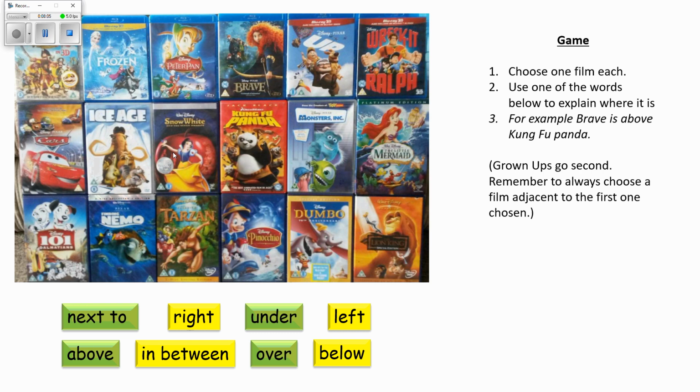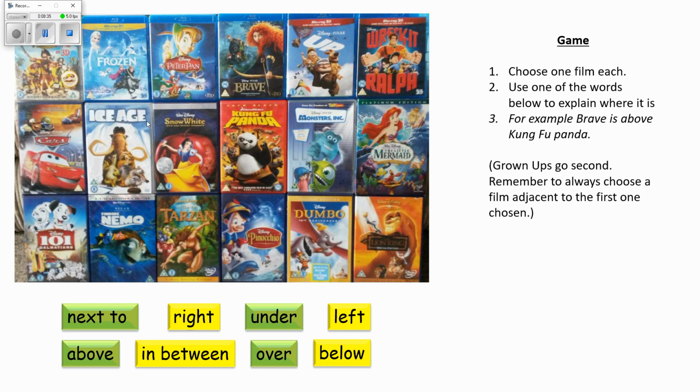So now it's over to you and your grown-up. The game you can play goes as follows. First, you need to choose a film each. Then you need to use one of the words below to explain where it is. For example, if you were to choose Brave and your grown-up was to choose Kung Fu Panda, you'd have to say Brave is above Kung Fu Panda.